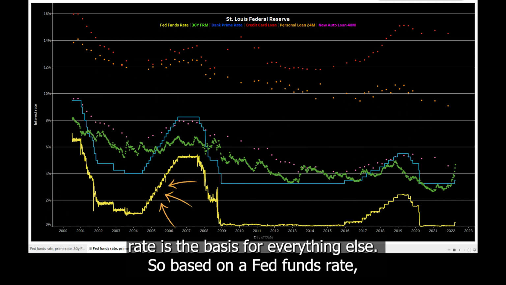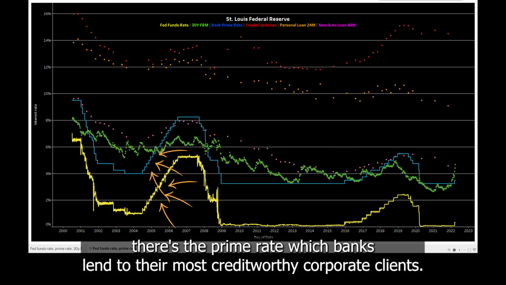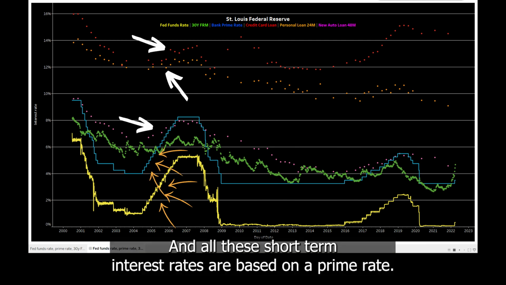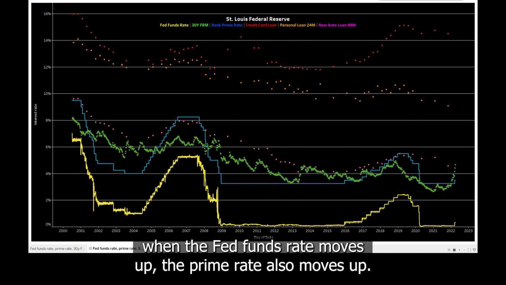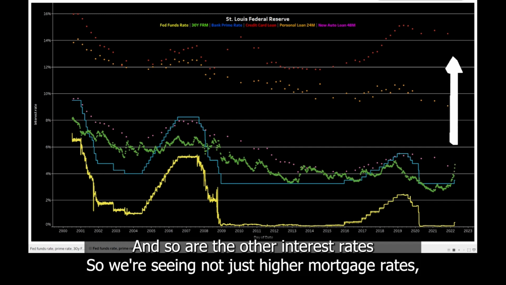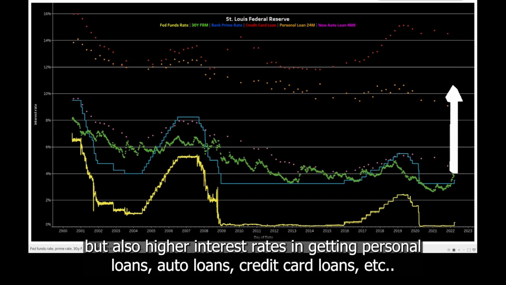So based on the Fed funds rate, there's the prime rate, which banks lend to their most creditworthy corporate clients. And all these short-term interest rates are based on the prime rate. Since the prime rate moves exactly like the Fed funds rate, usually 3% above it, when the Fed funds rate moves up, the prime rate also moves up, and so are the other interest rates. So we're seeing not just higher mortgage rates, but also higher interest rates in getting personal loans, auto loans, credit card loans, etc.